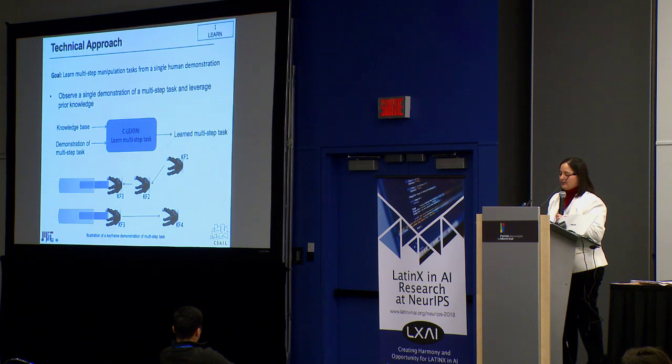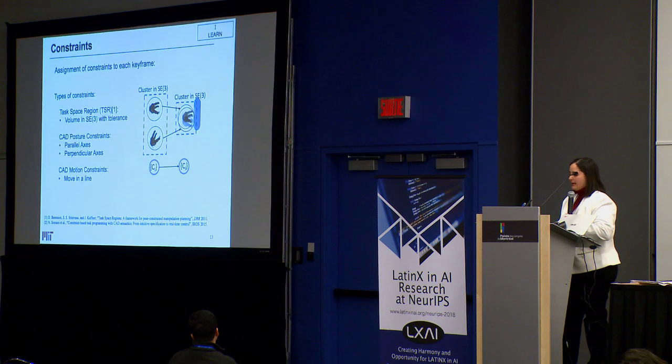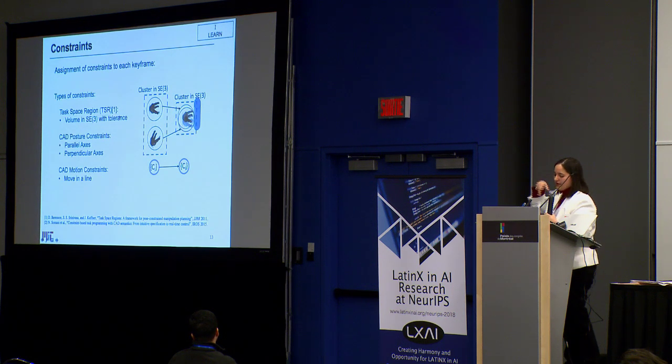So basically, we have a system that I call CLearn, for constraints learning. That was ICRA 2017, where you have as an input that knowledge base plus the single demonstration of the multi-step task. And the result of that is learning a series of ordered steps. And then for each one of the steps, you learn geometric constraints. And I'll talk about why we want to learn geometric constraints as opposed to something else. But first, what are the constraints?